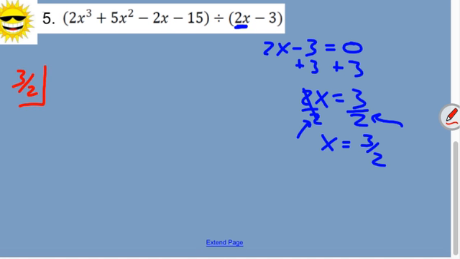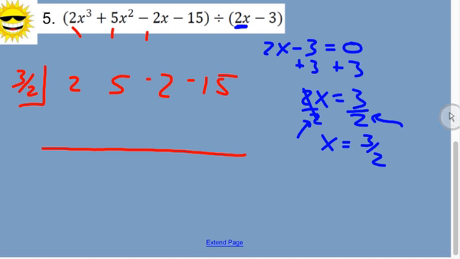And you should be able to work with fractions. If not, plug it into your calculator. But we're going to work with fractions here. 2, 5, list them all in order: 2, 5, negative 2, and negative 15. Skip a space. And the first time we just bring that number down, and that is 2.